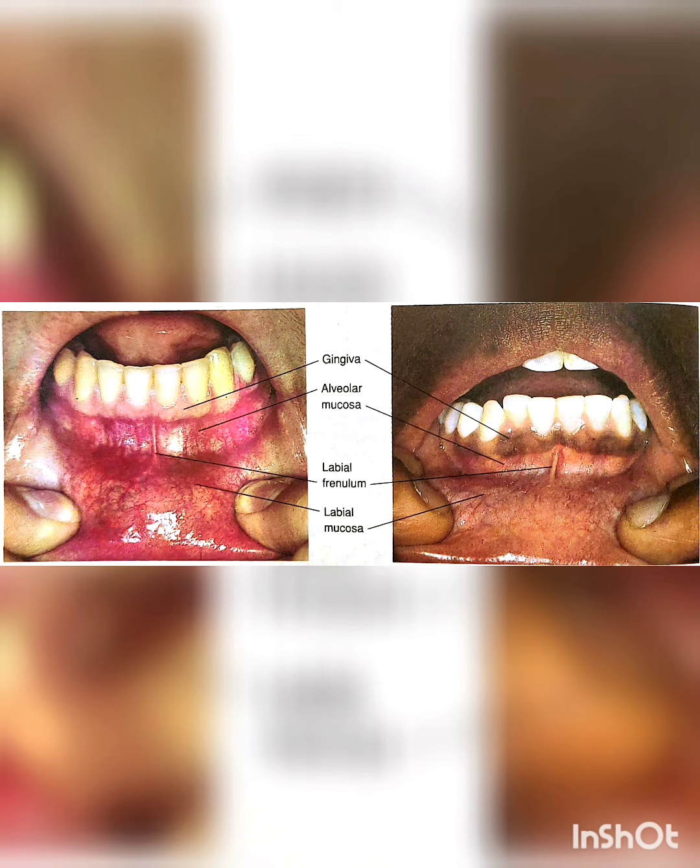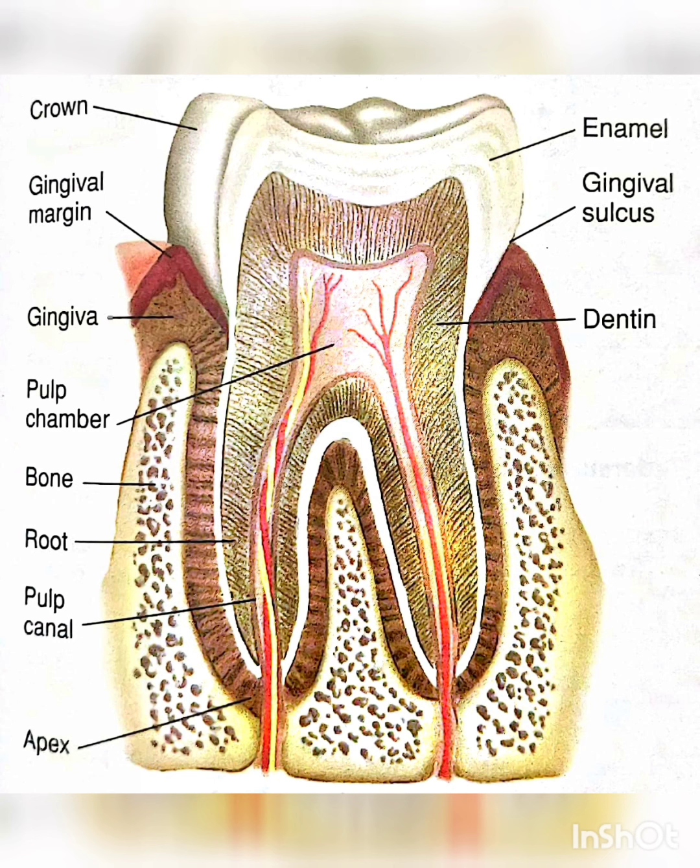A midline mucosal fold called the labial frenulum connects each lip to the gingiva. Adjacent to the gingiva is the alveolar mucosa, which merges with the labial mucosa of the lip. Each tooth is composed chiefly of dentin, which lies rooted in a bony socket with only its enamel-covered crown exposed. The small blood vessels and nerves enter the tooth through its apex and pass into the pulp canal and the pulp chamber.